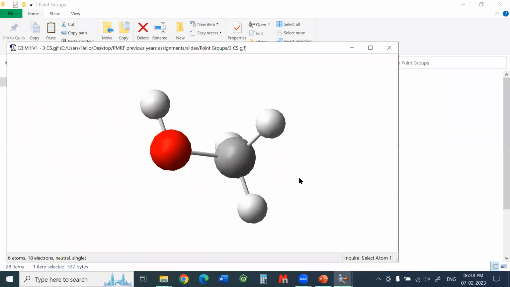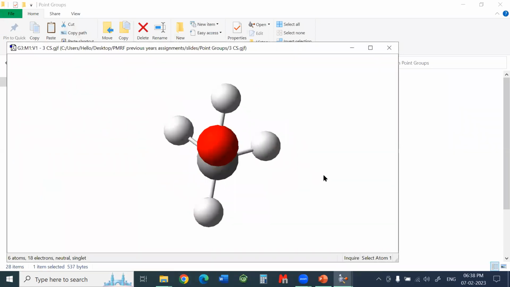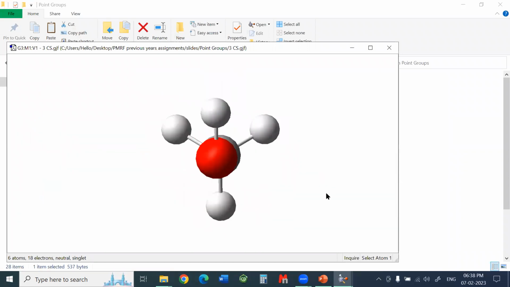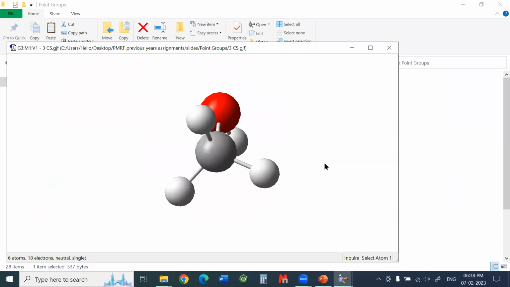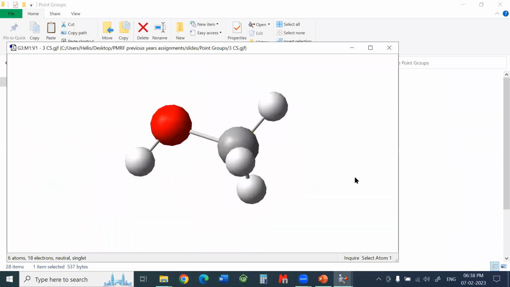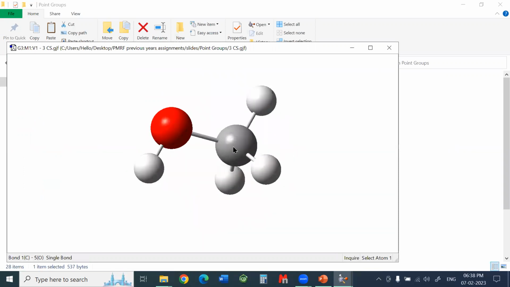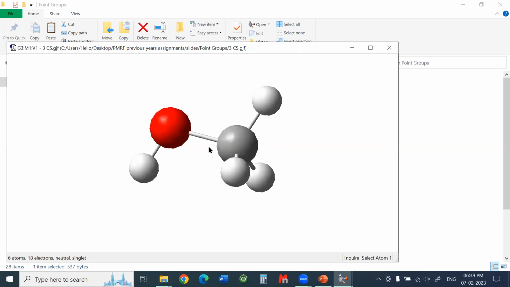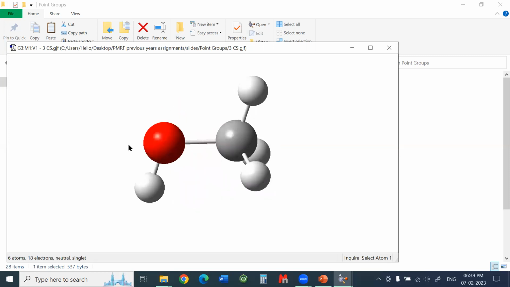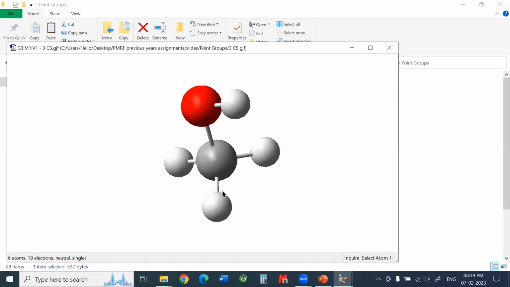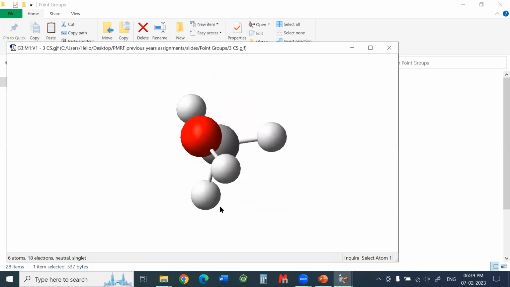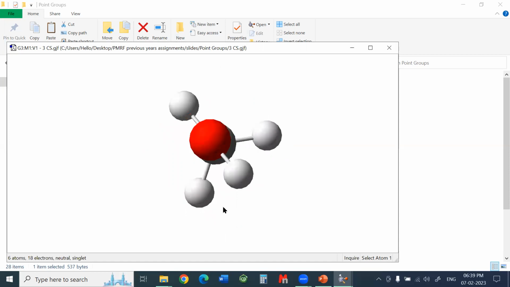Another example, it's not the water molecule. Let's see this example. In this one, let's see the molecule all the way, right? In this molecule, this one is the carbon atom, and another three are hydrogen, which are attached to this carbon atom. And here is the oxygen and the hydrogen. This is the example of methanol.